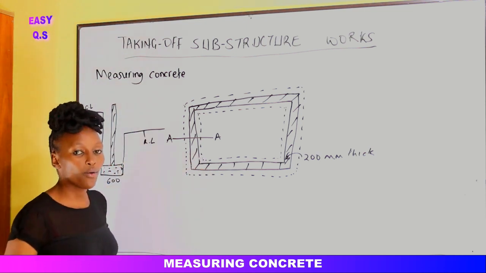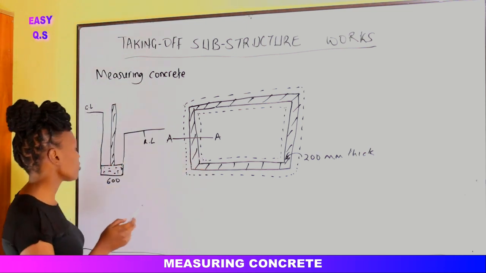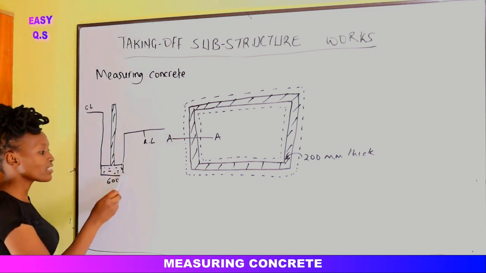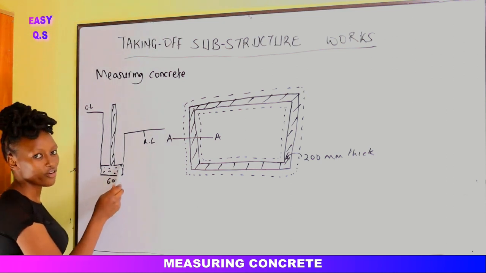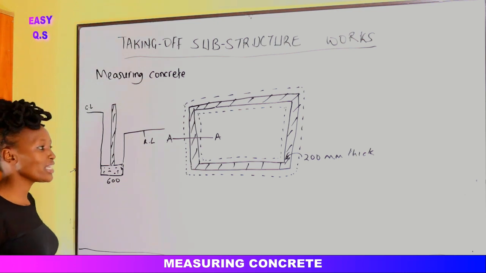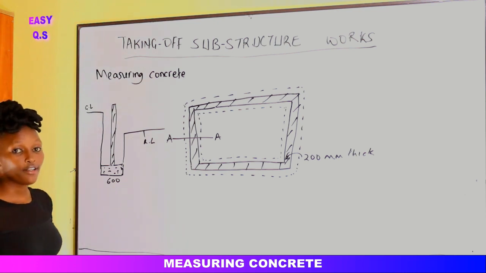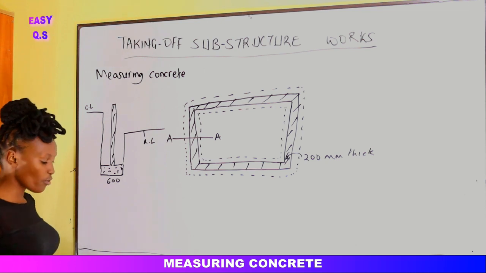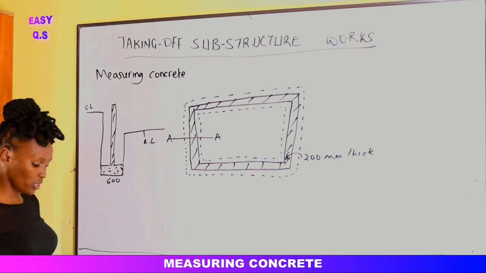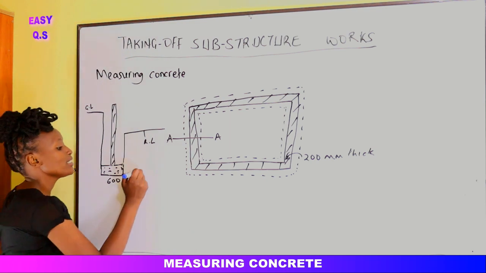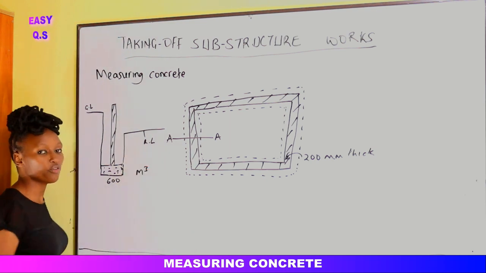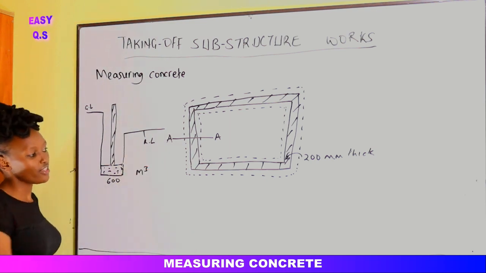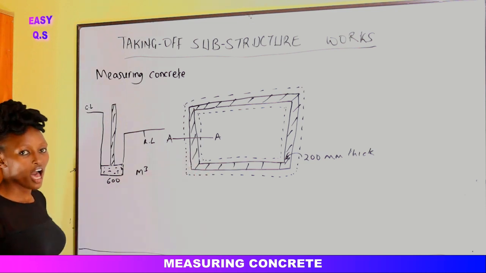Alright, so when we are doing the concrete in the foundations, you see that we have this mass concrete in the foundation. Once we are taking off using the NRM form, the NRM4 states that we should take off concrete in terms of meter cubed. So once it is in meter cubed, this is the volume of the concrete. How do we calculate the volume of concrete in such a trench?